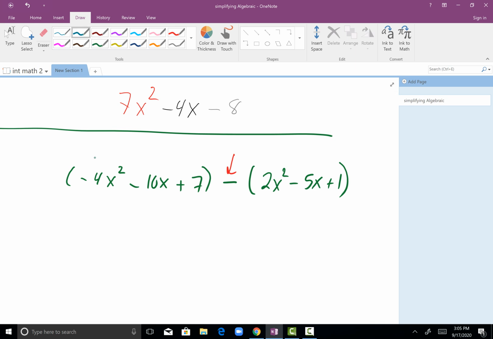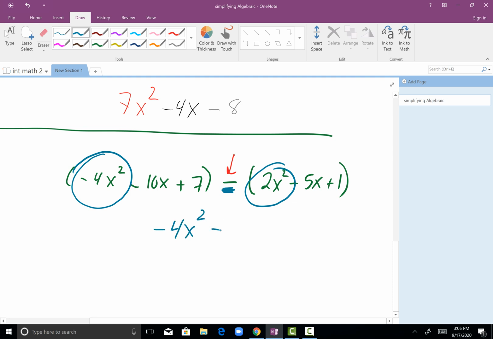Okay, so I have a negative 4x squared here and a 2x squared here. I got to combine those. But I am subtracting. So it's like this, negative 4x squared minus 2x squared. You're combining those. They're like terms, but you got to subtract it. So this would be a negative 6x squared.